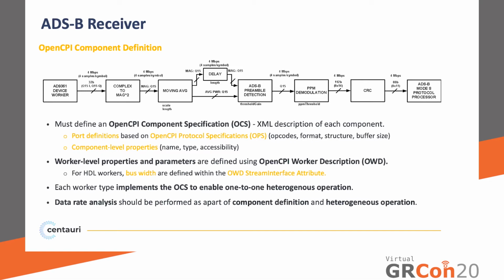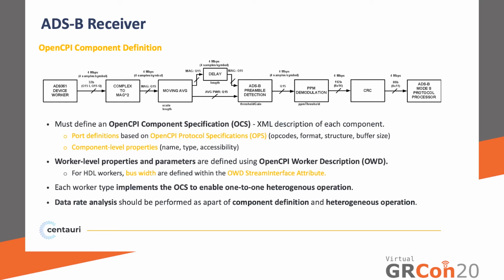In addition, you define your component level properties. These are properties that are associated with both types of workers, RCC and HDL. The different worker types can have additional properties and parameters defined, and that definition specification is called the OpenCPI worker description. The worker description for the HDL is very important. In particular, for the HDL workers, you have to define your port width, which is not the case for RCC workers. So you definitely will have to define your worker description interface attributes for each port width, or bus width, that you use for your input or output or any interface that you have with your HDL worker.